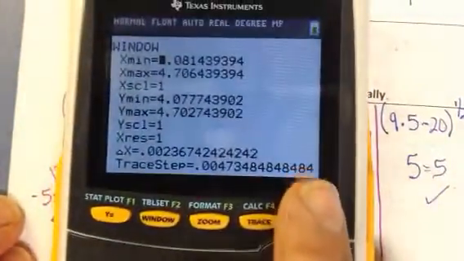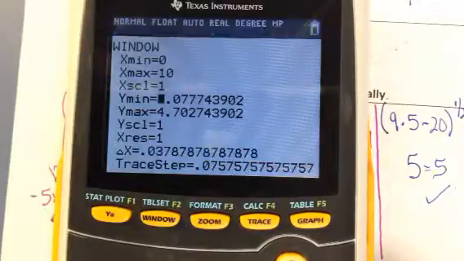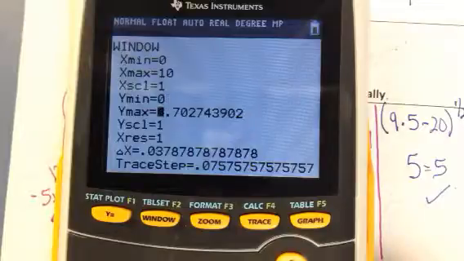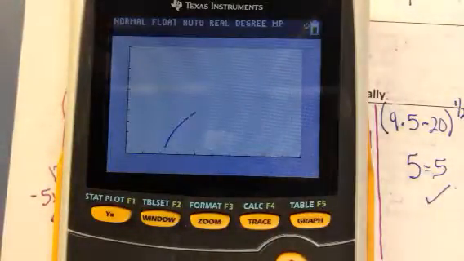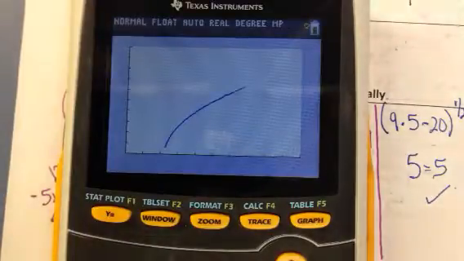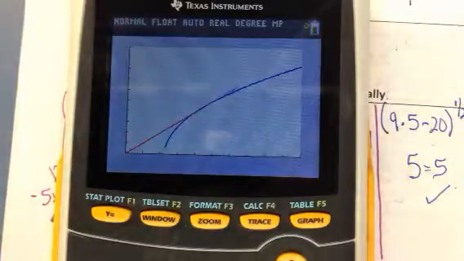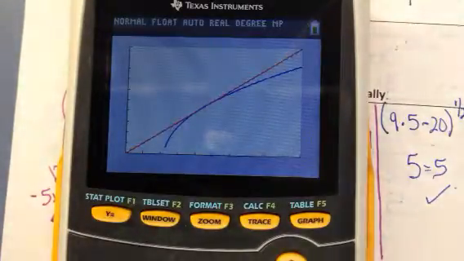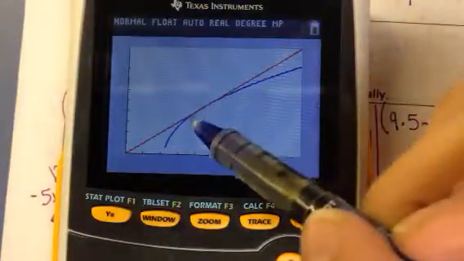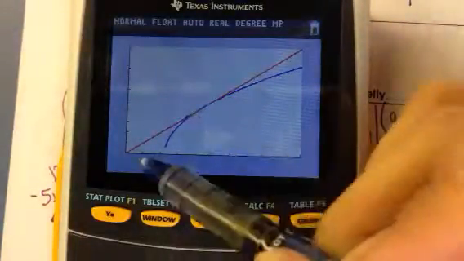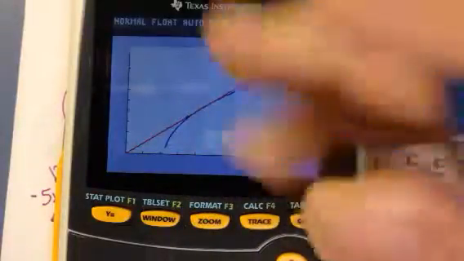So for my x min, I'm going to start it at 0 and go up to 10. And my y min, I'm going to start it at 0 and go up to 10. All right, hitting graph right now. All right, so it's kind of hard to see, but it is actually meeting it twice here. Here's 1, 2, 3, 4. It's meeting it right about there and then right about there.